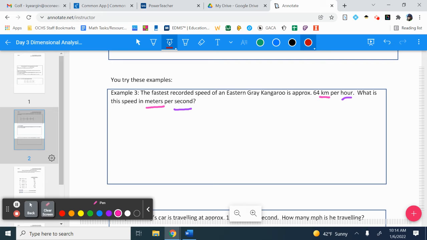Okay, so as we go through, we have an eastern gray kangaroo can run at approximately 64 kilometers per hour. What is the speed in meters per second? Well, don't freak out. We still want to start by drawing our road map. I have kilometers, and I want to change kilometers into meters. Well, right away, we don't have to think about trying to do too many conversions. I can go straight into King Henry.